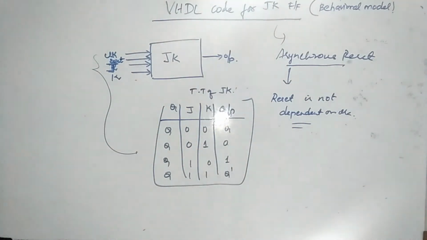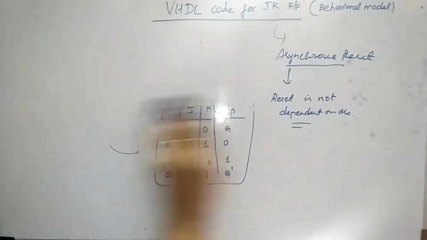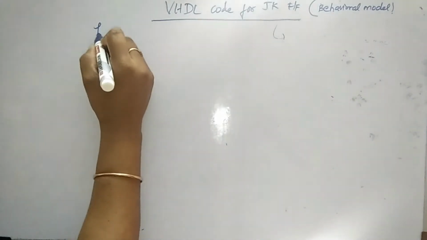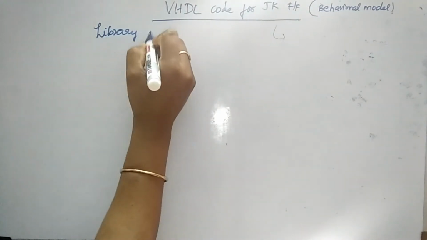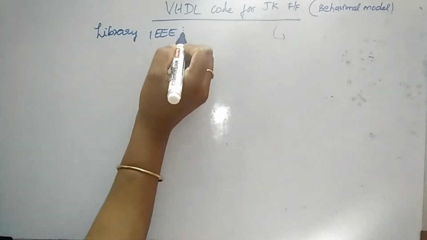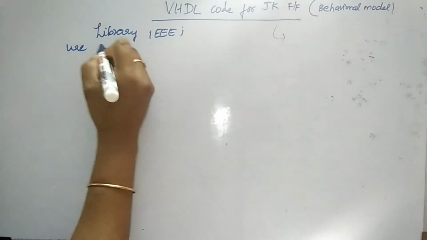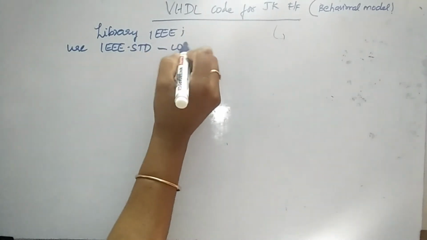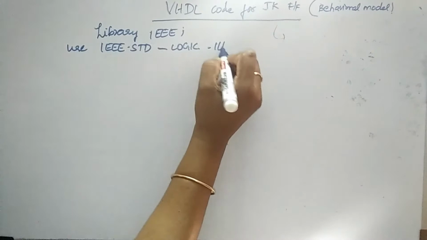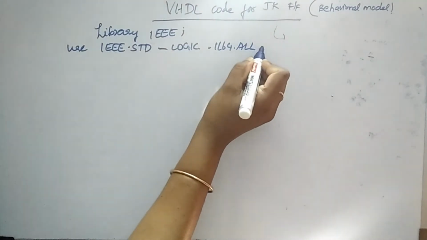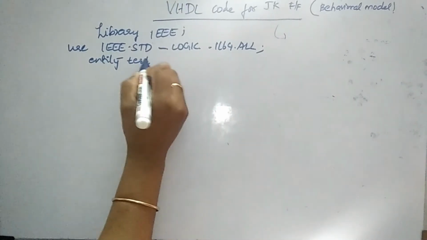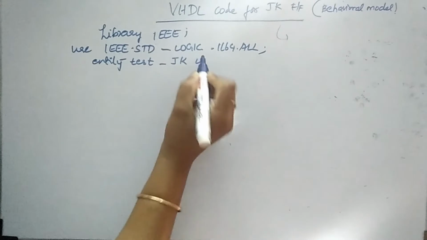So let's see the code of the JK flip-flop. Let us start with the library: library IEEE; use IEEE.std_logic_1164.all. Then the entity, let me write the component as test JK.